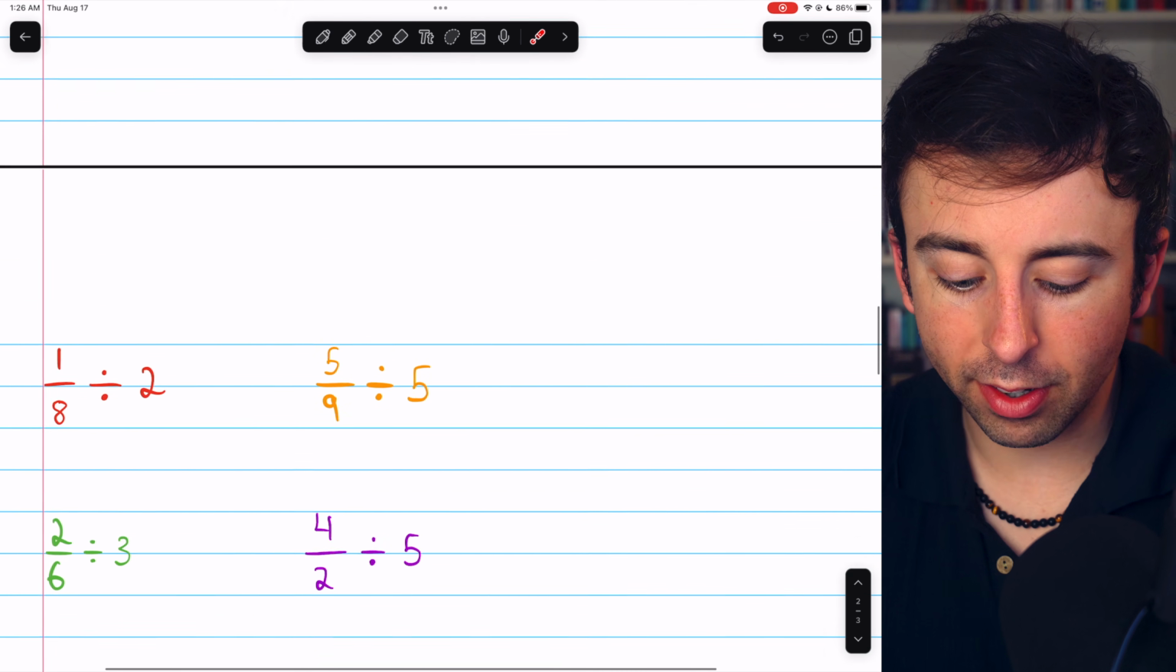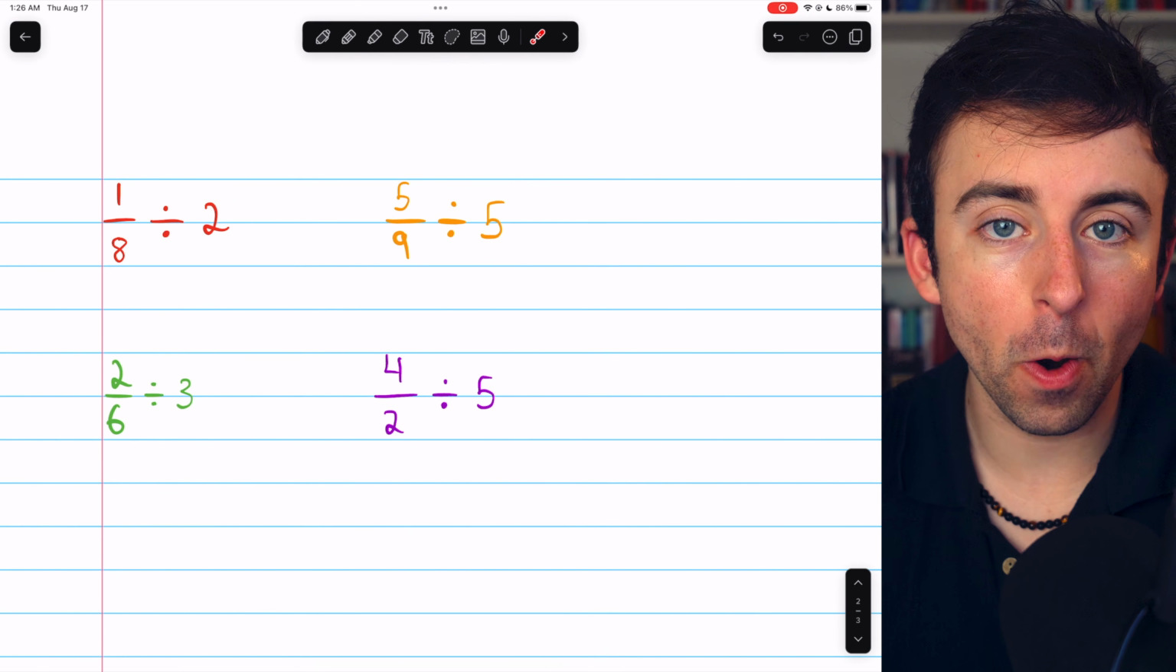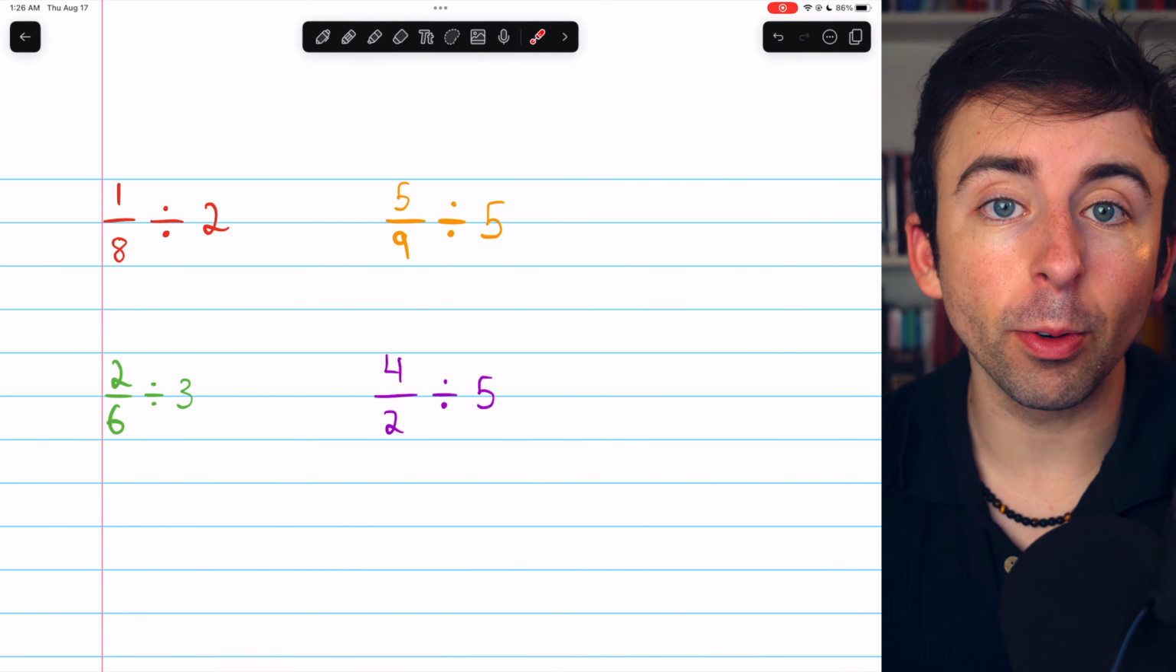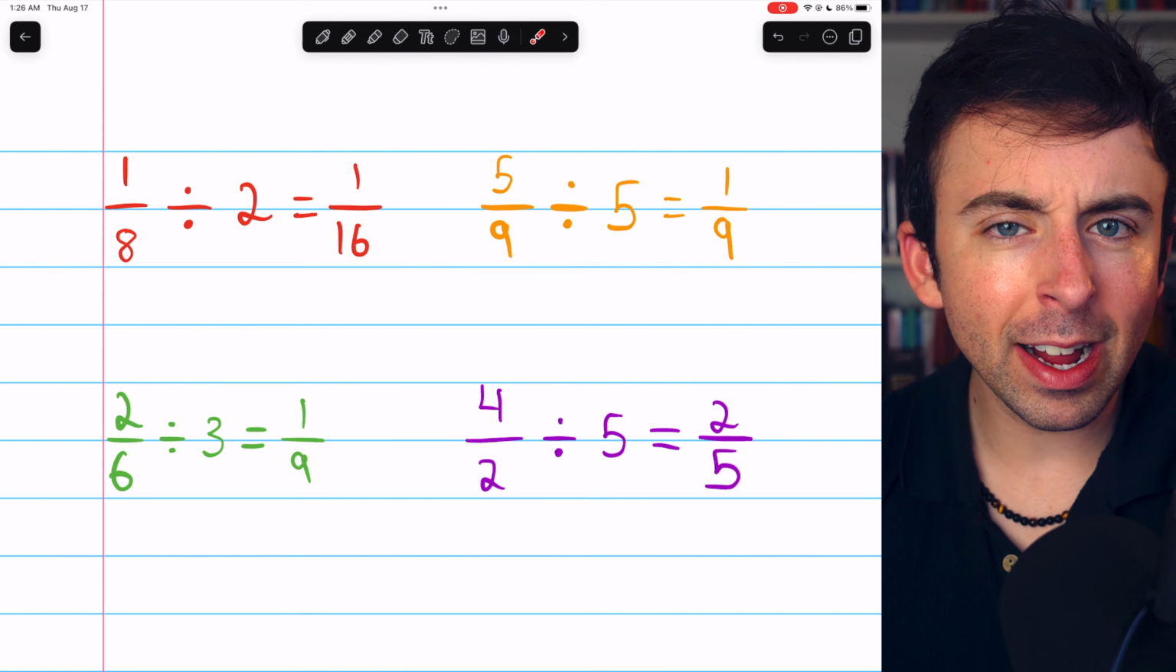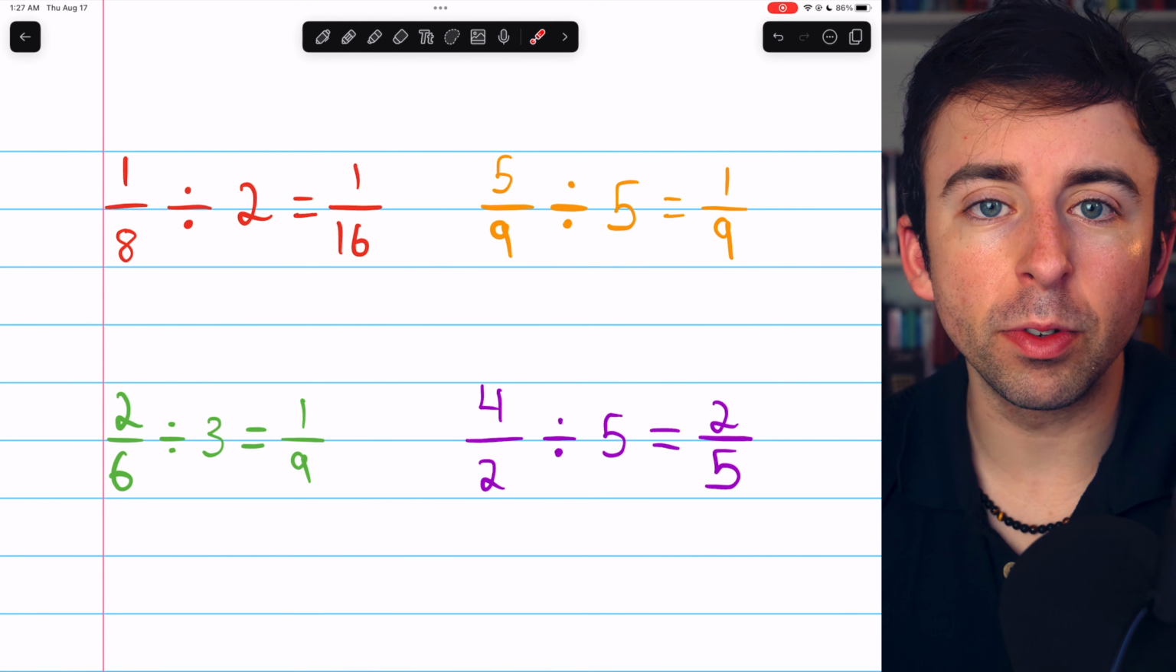Here are 4 more examples for you to try on your own. I'll put the solutions on screen now. There they are. If your answers don't match, make sure that you fully reduced your fractions.